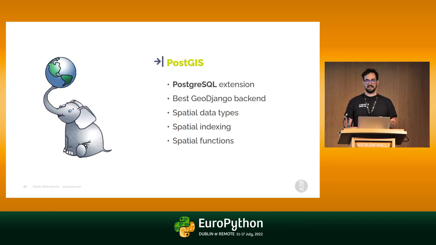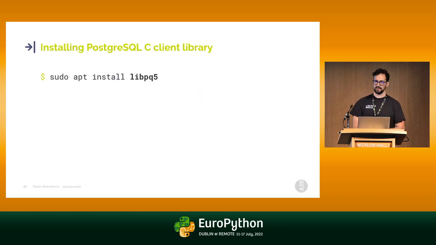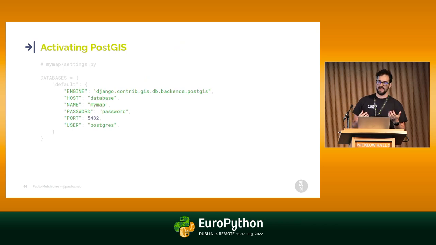It internally integrates spatial data and has spatial data types, indexes, and functions. In order to use PostGIS as a database backend, we need to install the Postgres SQL client library. And as before, you can do it with the apt package manager. Now we modify the project database setting, adding the PostGIS engine and the connection parameters for our Postgres database, which you can have locally or remotely.